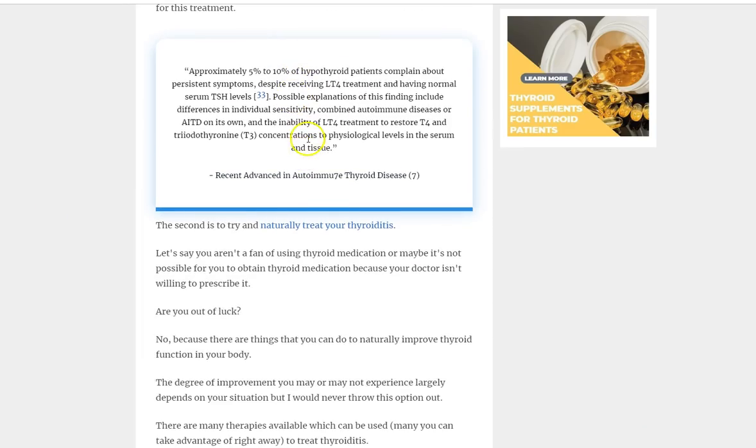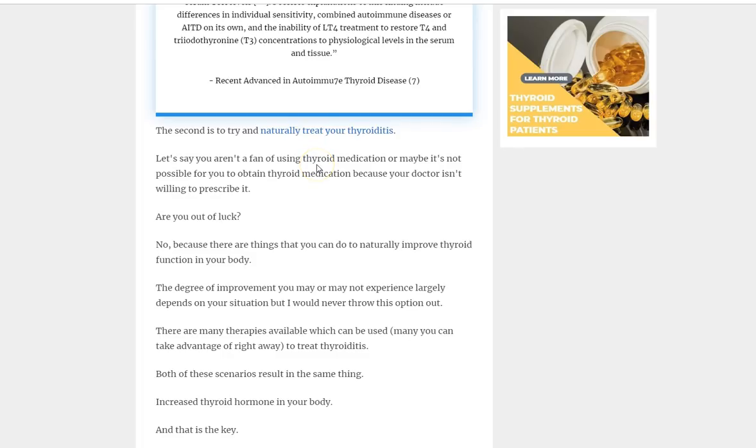And then the other thing that you can do also is if you are somebody who has Hashimoto's and your doctor is not willing to treat you, well then there actually are things that you can do on your own to try and improve your thyroid function naturally.